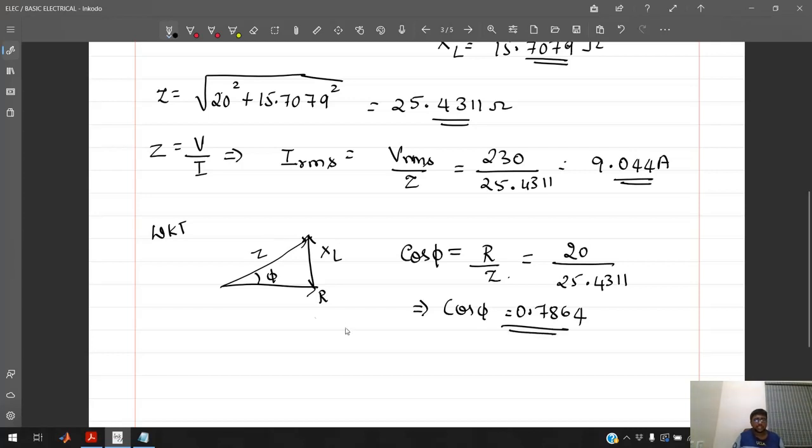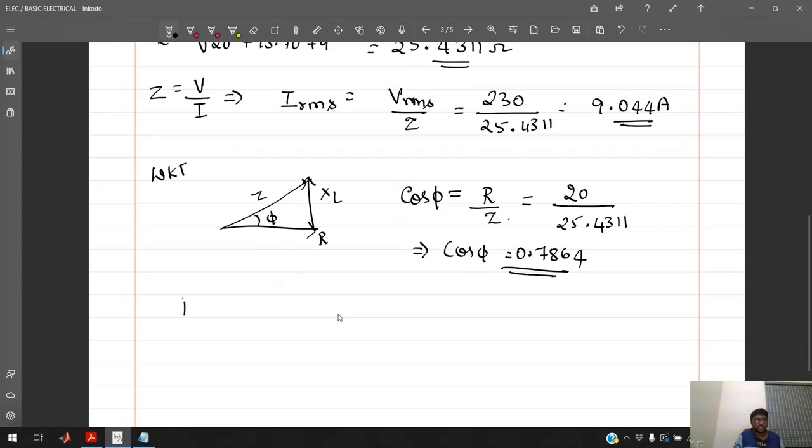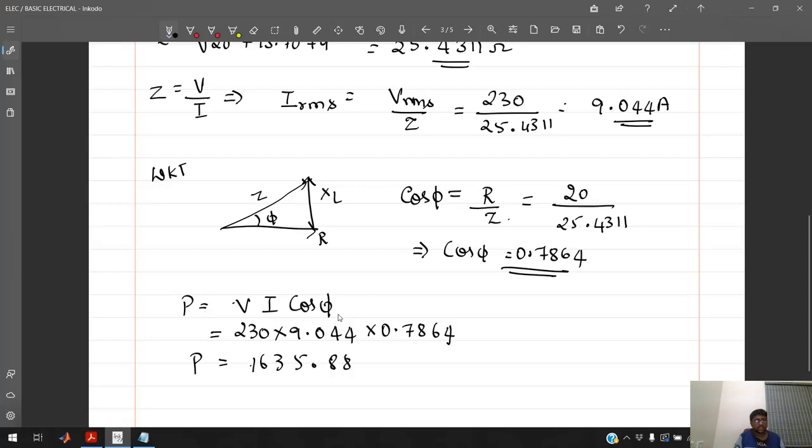The last one asked is what is the power consumed by the circuit. You know that for a single phase AC circuit, P is equal to VI cos phi, right? So VRMS, IRMS, cos phi. VRMS is 230, IRMS is 9.044, into cos phi. Cos phi is 0.7864. Please remember, this is not Vm Im, it is Vrms Irms cos phi. So if you do it, you are going to get P is equal to 1635.8867 watts or 1.635 kilowatt.